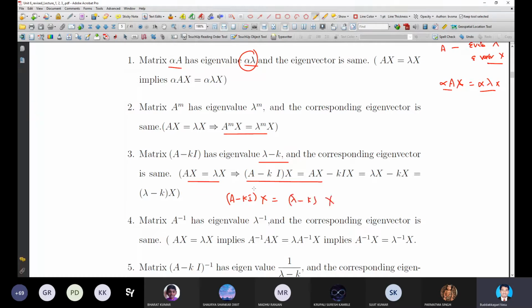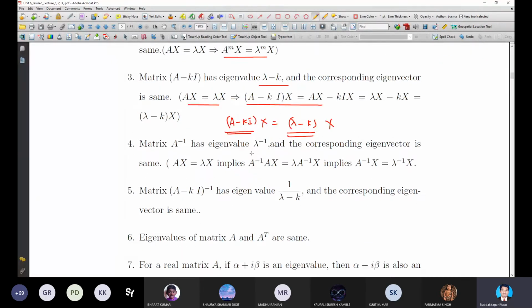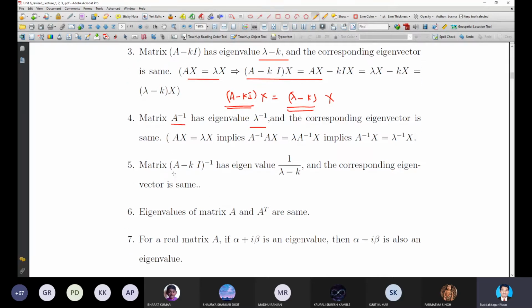Similarly, the matrix A inverse has eigenvalue lambda power minus 1, or 1 by lambda. And also (A minus kI) inverse has the eigenvalue 1 by (lambda minus k), and the corresponding eigenvector is the same. The eigenvalues of A and A transpose are the same.